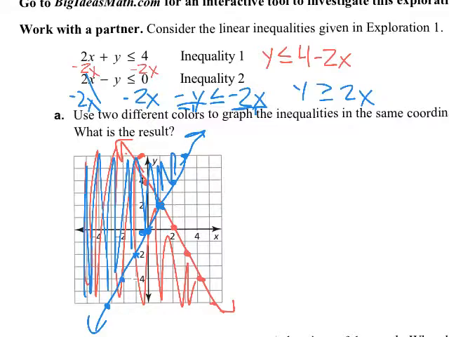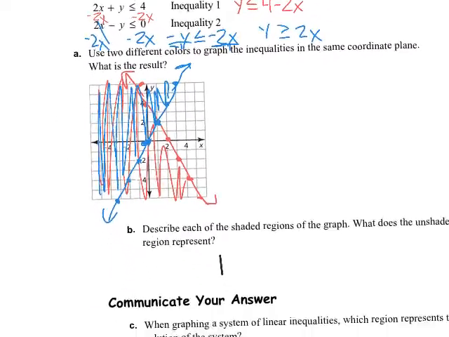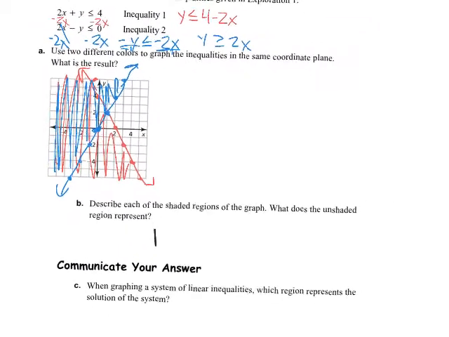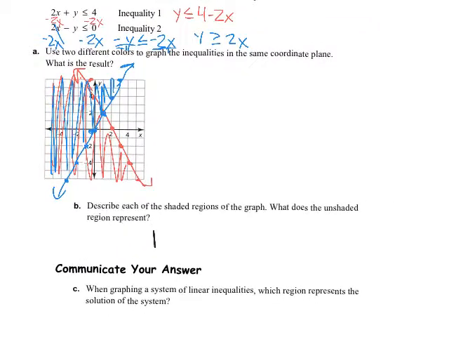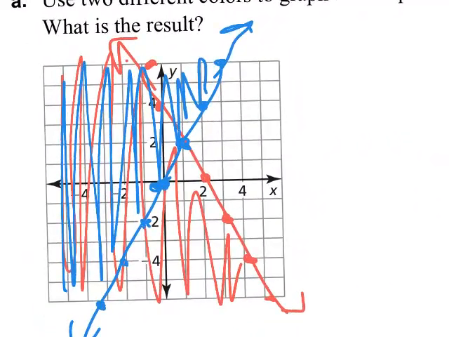All right, so now let's talk about this. So we have a couple of different questions. It says, describe each of the shaded regions from the graph. What does the unshaded region represent? So let's go piece by piece and talk about each one. Okay? So everybody look up at my screen.